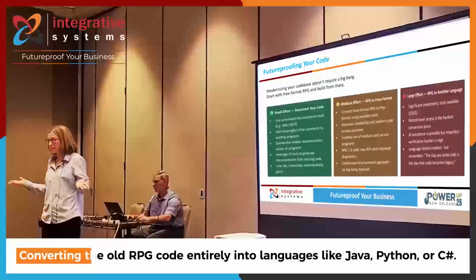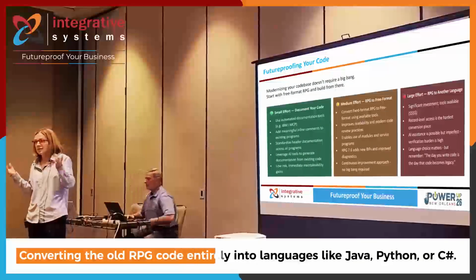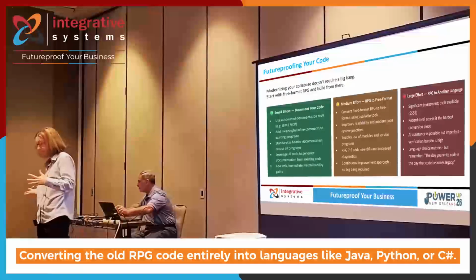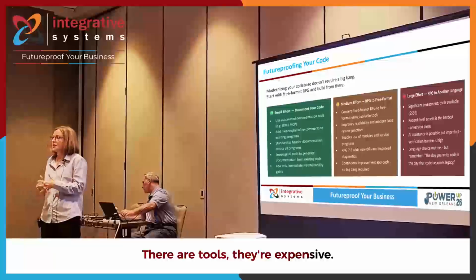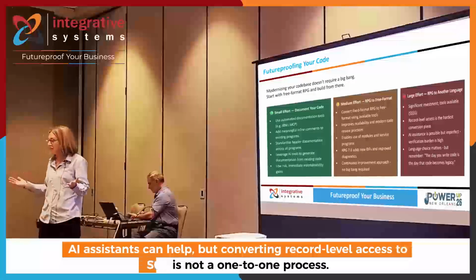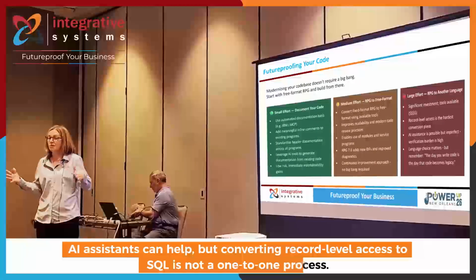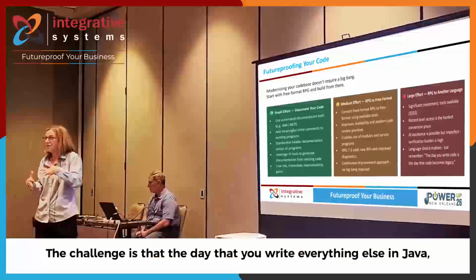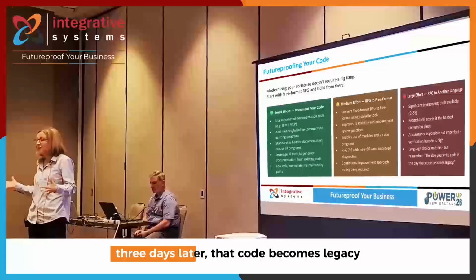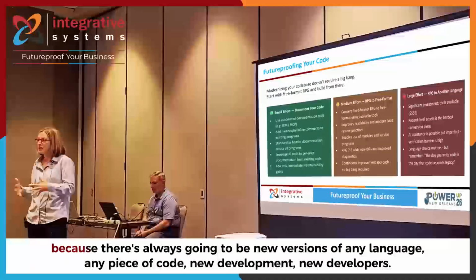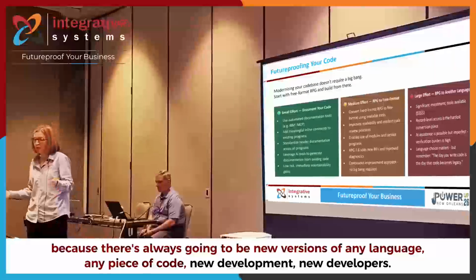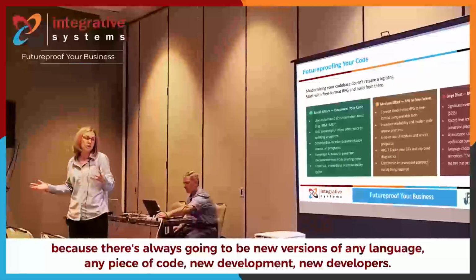Another option is converting RPG to Java or C#, whatever it is, and just wholesale converting it. There are extensive tools and AI assistance, but record level access to SQL, I'm sure you know, is not one-to-one. It's going to be complicated. The challenge is that the day you write everything in Java, three days later that code becomes legacy, because there are always going to be new versions of any language, new development, new developers.